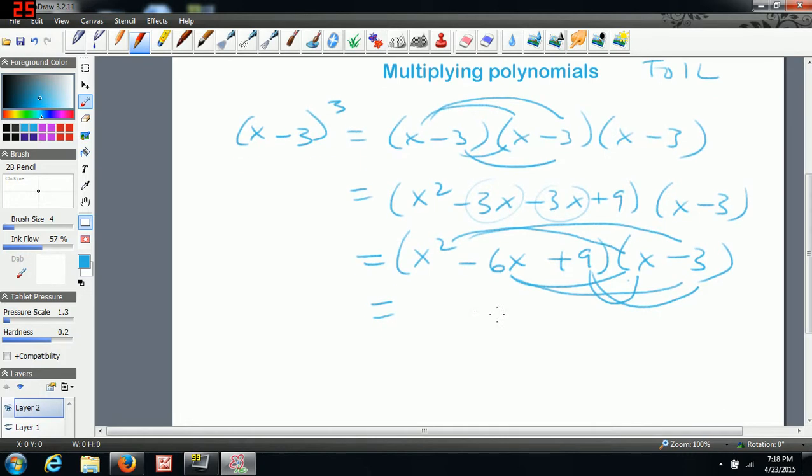Okay? So now here's an example of a binomial and polynomial again. So x squared times x is going to be x cubed. X squared times negative 3 is negative 3x squared. Negative 6 times x is negative 6x squared. Negative 6 times negative 3 is positive 18x. And then 9 times x is 9x. And then 9 times negative 3 is negative 27.